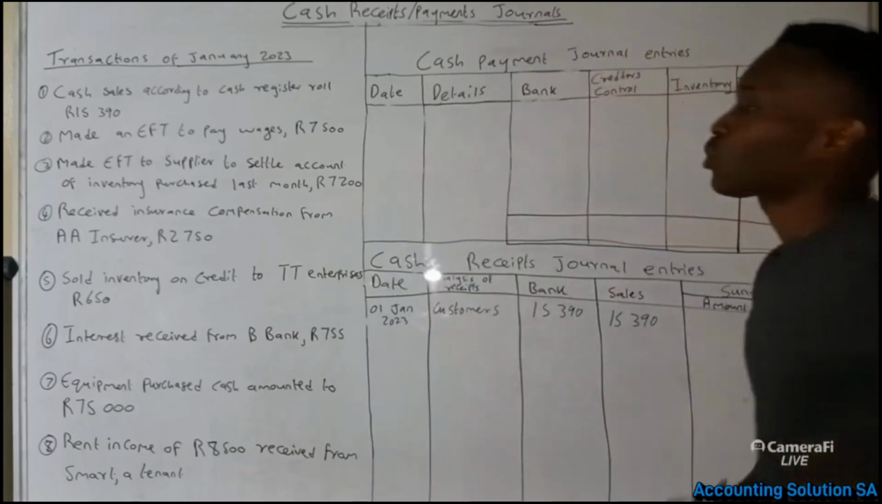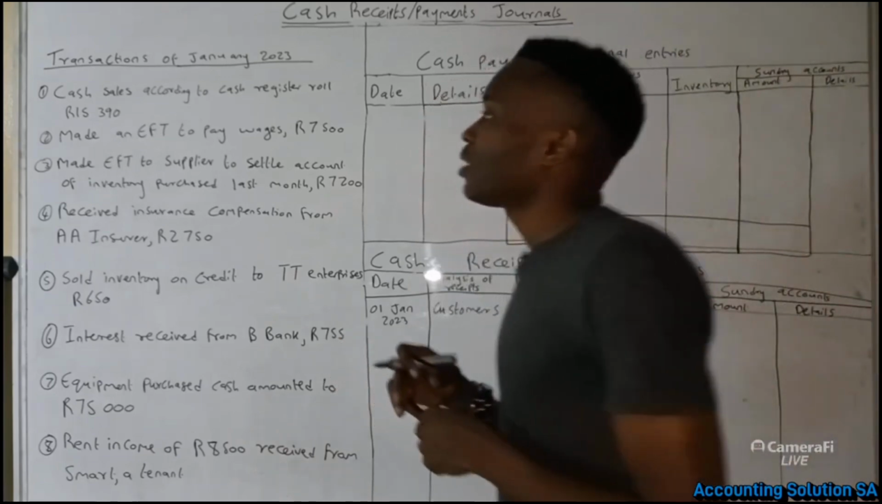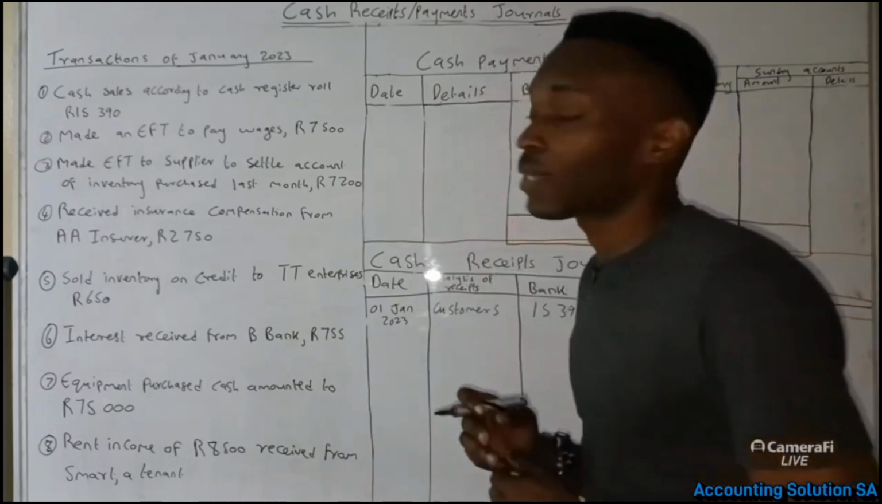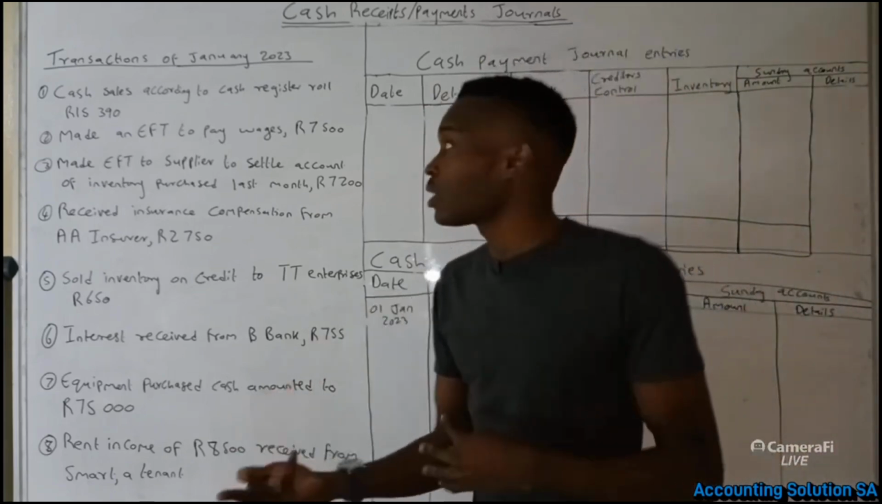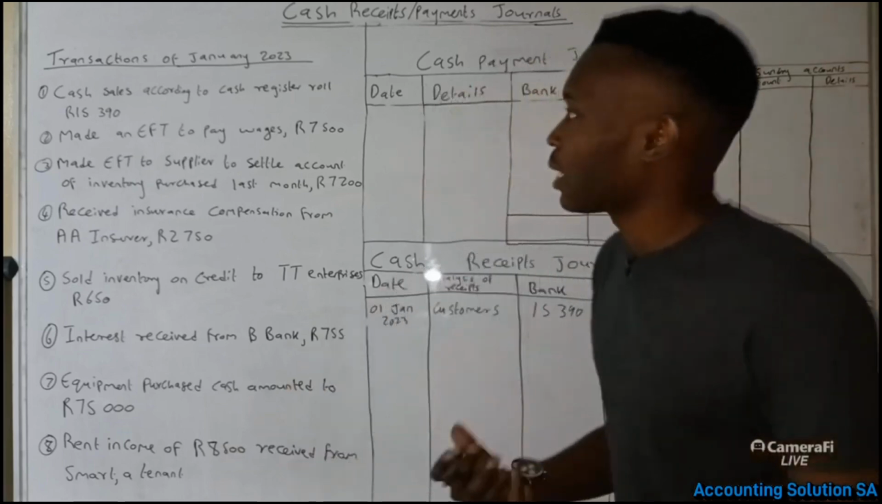All right, number two: made an EFT, or electronic fund transfer, to pay wages of 7,500. Now the company pays its employees wages of 7,500, which means it's going to be the cash payment journal.